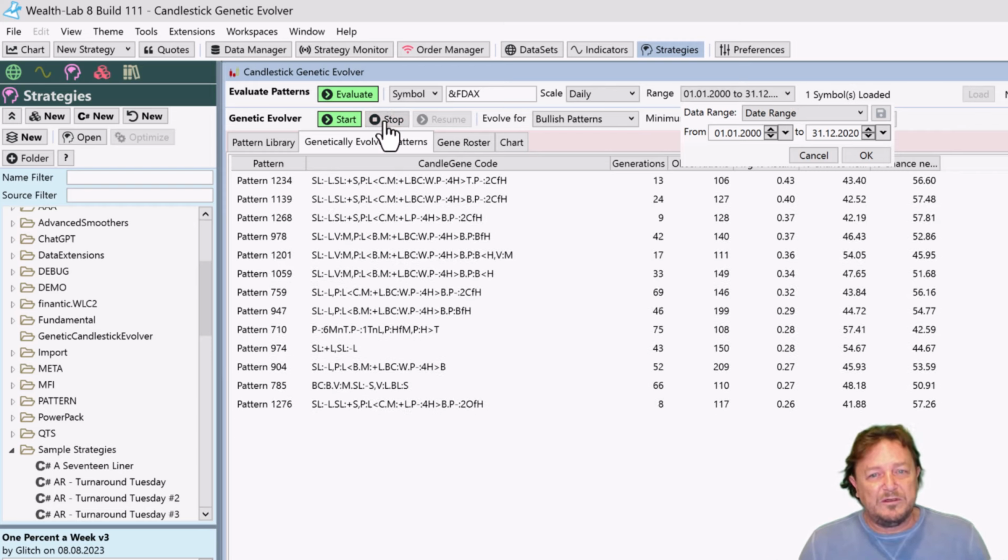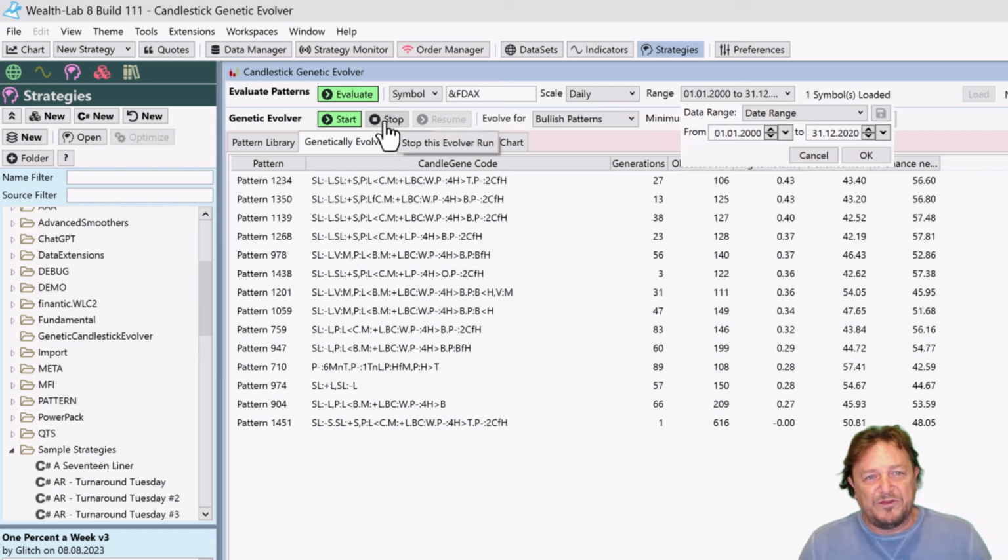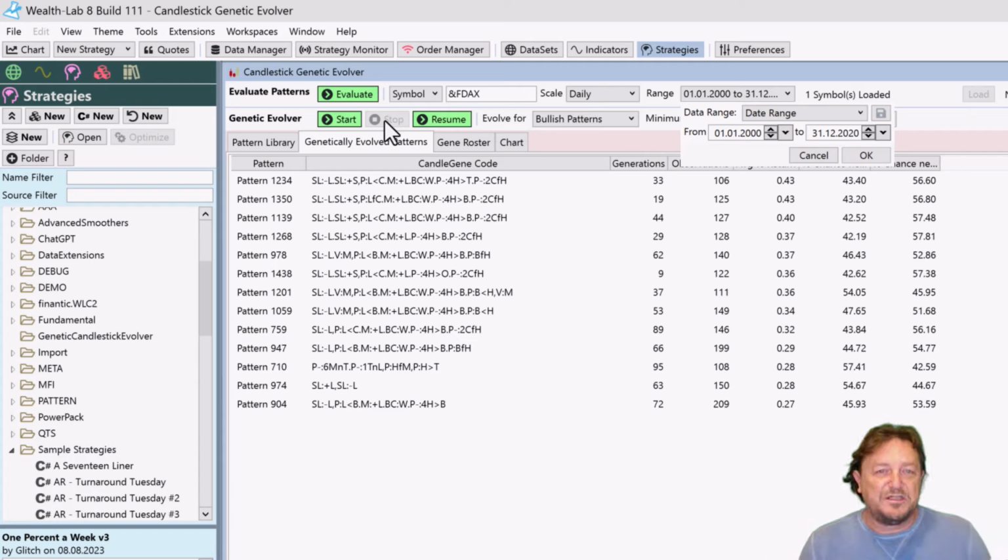This is an evolution kind of thing. The Candlestick Genetic Evolver just picks out any combination of indicators that I defined or chart patterns and puts them in relationship together in a very random way, and then it picks the best one and continues the evolution in that direction. That's what it's actually doing.